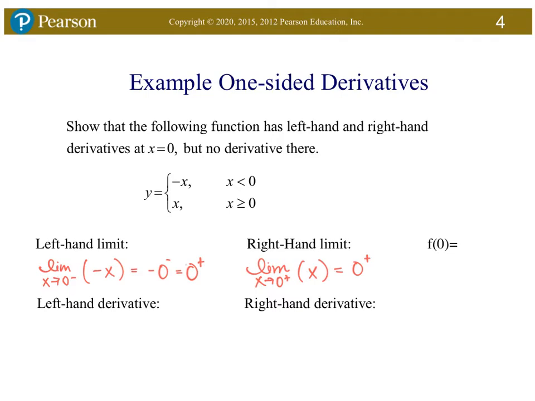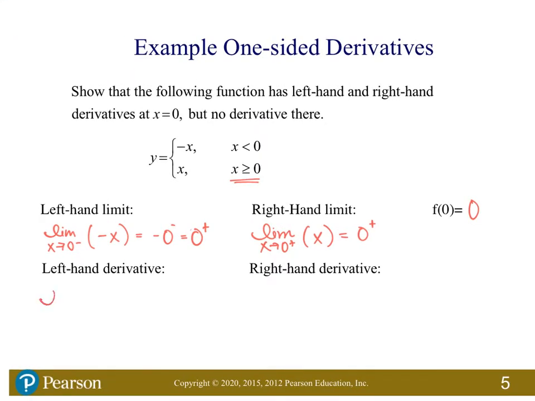Then we move on to what f of 0 is. And f of 0, using the inequality there, is equal to 0. So we say this function is continuous. Then we can move on to checking its derivative. Now we want the limit as x approaches 0 from the left of y prime. When I'm looking at 0 to the left, this is not a curve, this is a straight line of slope -1. And so the answer to the derivative, which is the value of the slope, is -1.